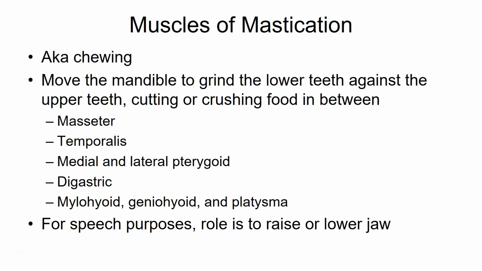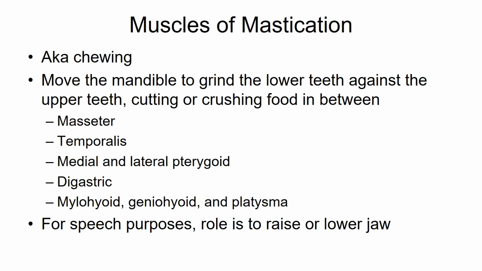The muscles used for mastication, our fancy word for chewing, move the mandible around to grind the lower teeth against the upper teeth. That cuts or crushes the food that's in between. For speech purposes, the role of mastication muscles is going to be to raise or lower the jaw.